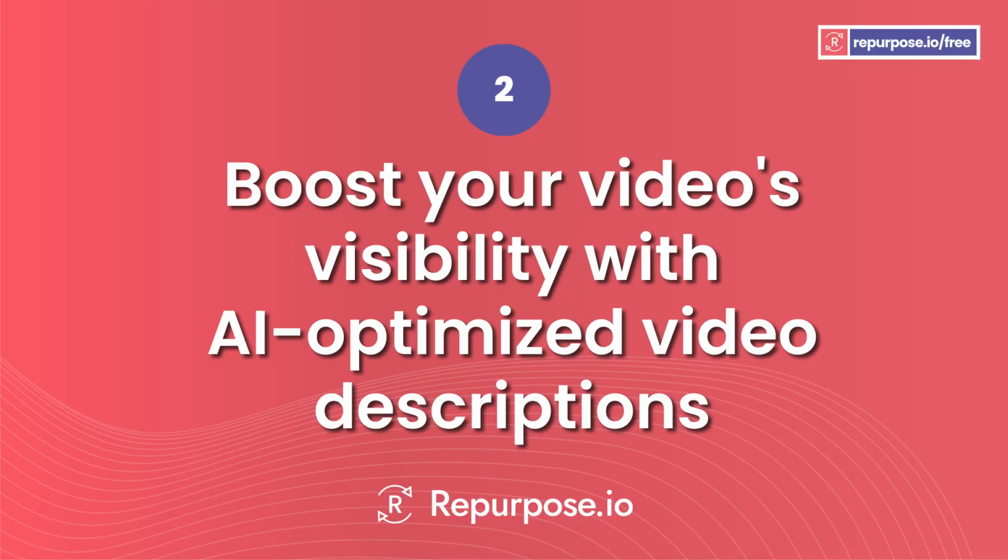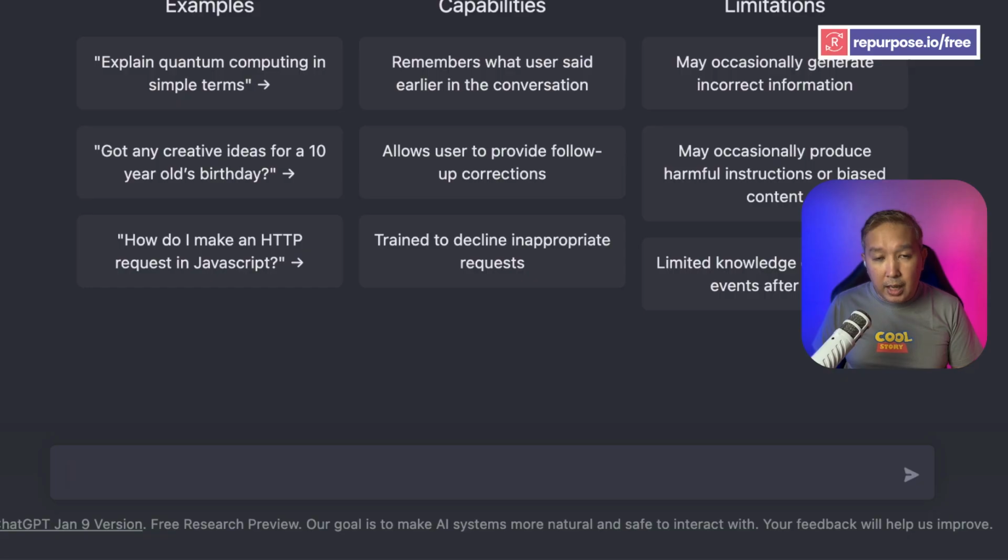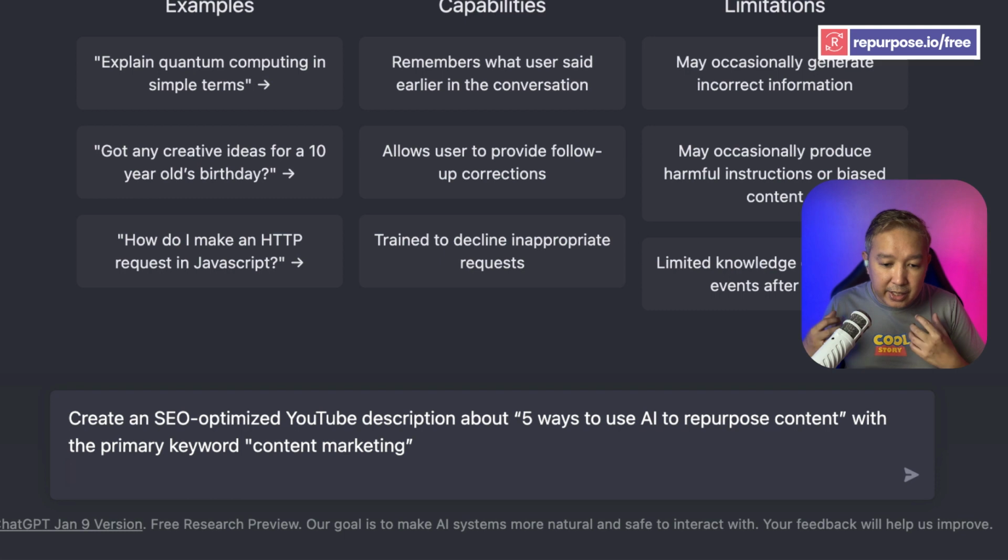Number 2. Boost your video's visibility with AI-optimized video descriptions. I'm going to paste the instructions on ChatGPT. I wanted to create an SEO-optimized YouTube description about 5 ways to use AI to repurpose content. I'm going to ask it to use the primary keyword content marketing. Let's see what it does.